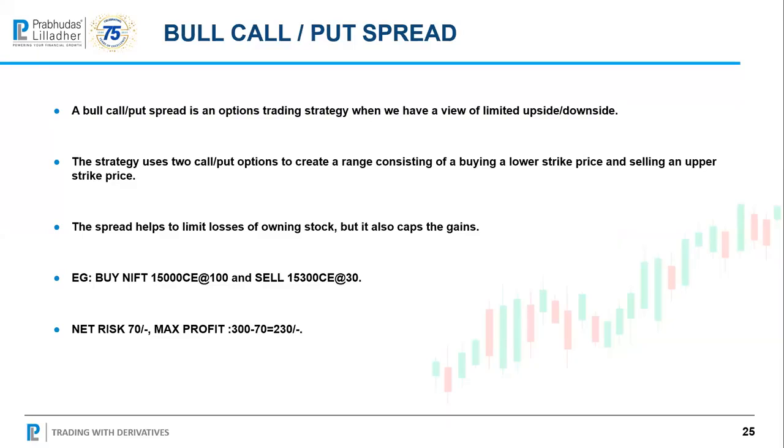In that, you buy the Nifty 15,000 call at 100 and you sell one OTM. You buy ATM or ITM and you sell OTM. So 15,000 would be my buying and my selling would be 15,300 here, like I've said. So my net risk: I have paid 100, 30 I am getting because I've sold. So my net investment instead of 100 goes down to 70.